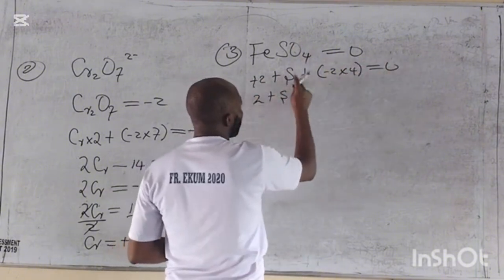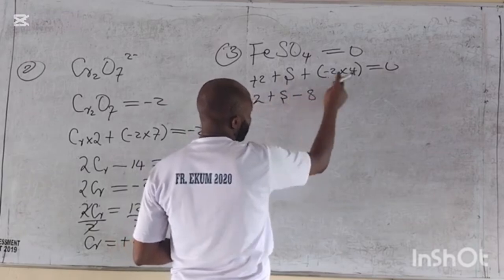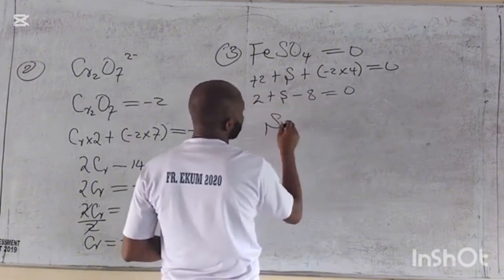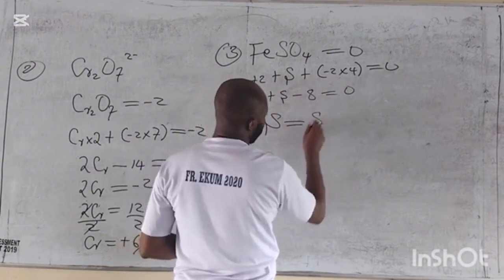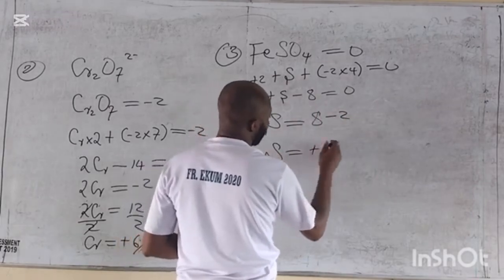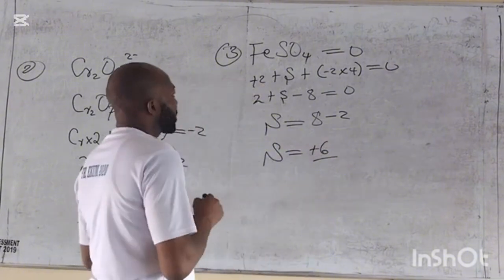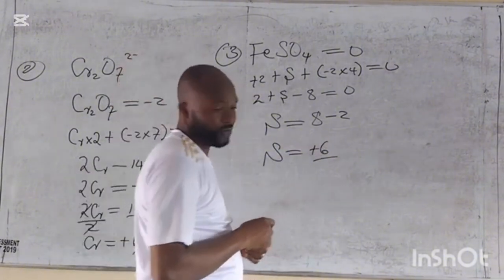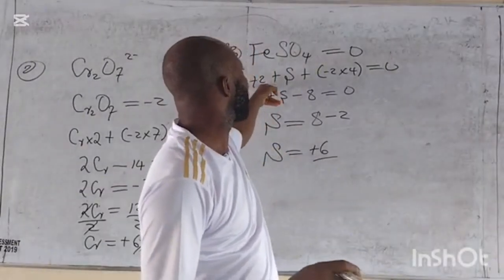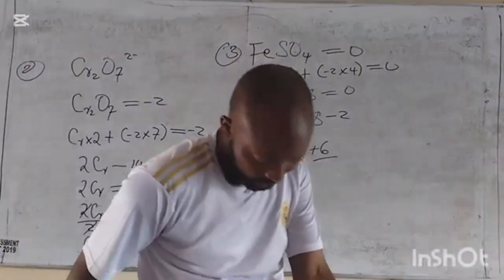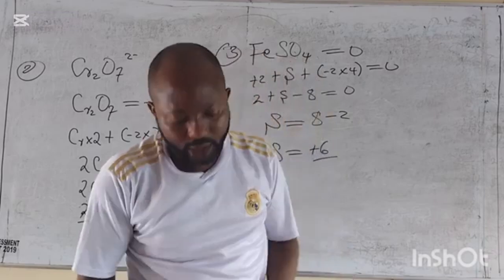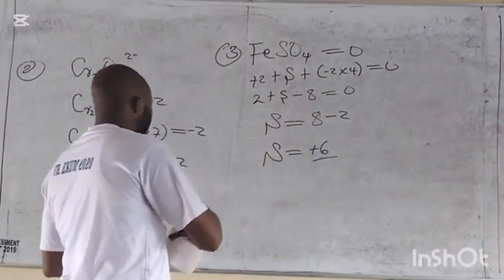2 plus sulfur plus times minus is minus 8. 2 times 4 is 8. This is equal to 0. So I make sulfur the subject, equal to minus 8 crossover becomes plus 8, 2 crossover becomes minus 2. Sulfur is equal to plus 6. So that is iron tetraoxosulfate 6. Obviously iron 2, because we have our valence state of iron to be 2. So it's iron 2 tetraoxosulfate 6. Now let's take another compound. That's 3 already. Let me give you 4.